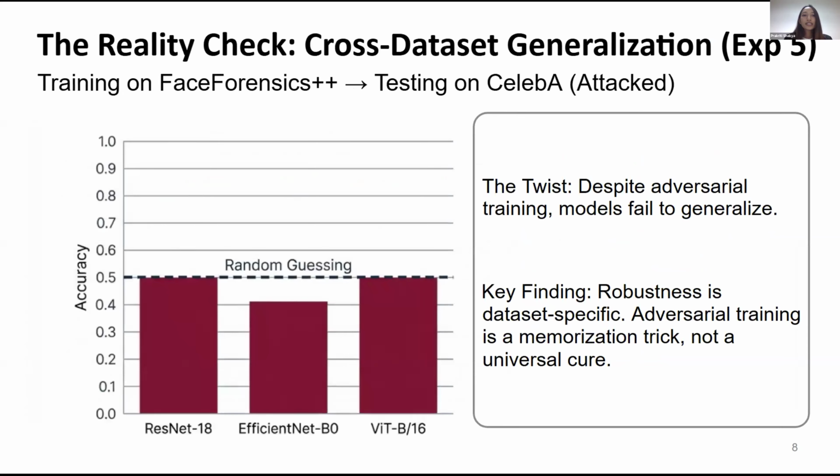To evaluate generalization, we trained our model on a different attack, FaceForensics++, which uses deepfake or face swap, and tested on the Celeb dataset, which uses the PGD attack. Despite the models being exposed to adversarial training, the model failed to generalize, leading to the finding that robustness is dataset specific, and adversarial training is still a memorization technique and not a universal cure.